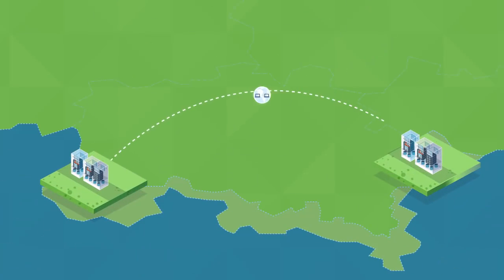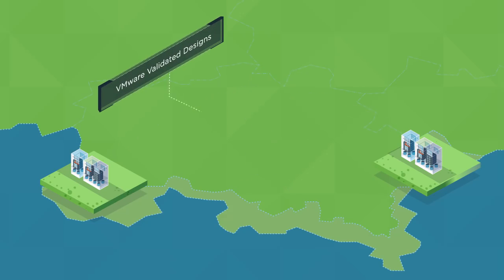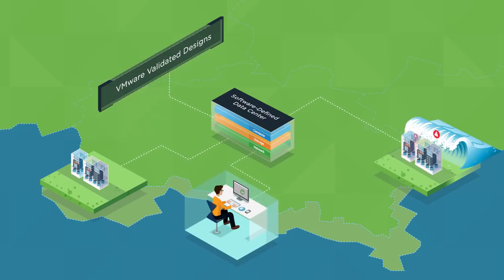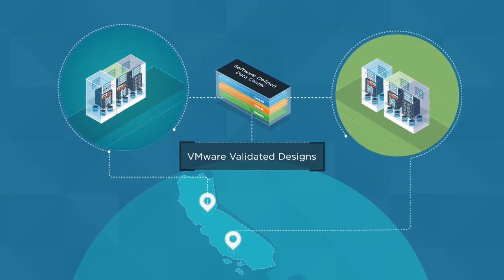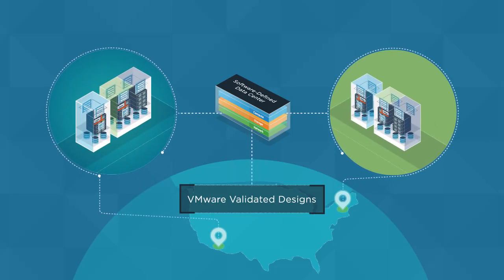Regions span longer distances and are interconnected by low bandwidth. Spanning the software-defined data center across regions protects against large-scale disasters such as tsunamis, hurricanes, and earthquakes. Examples of regions include separate data centers in Northern and Southern California, or separate data centers on the west and east coasts of the United States.